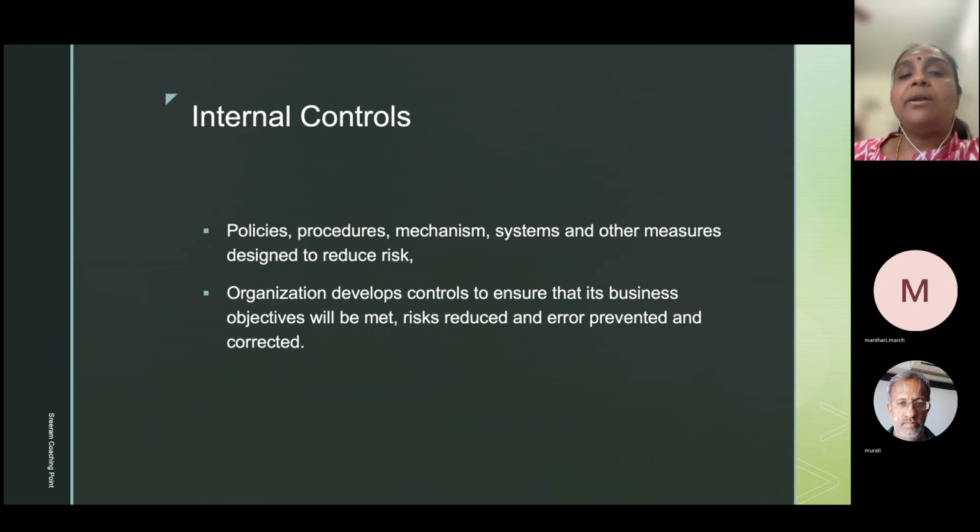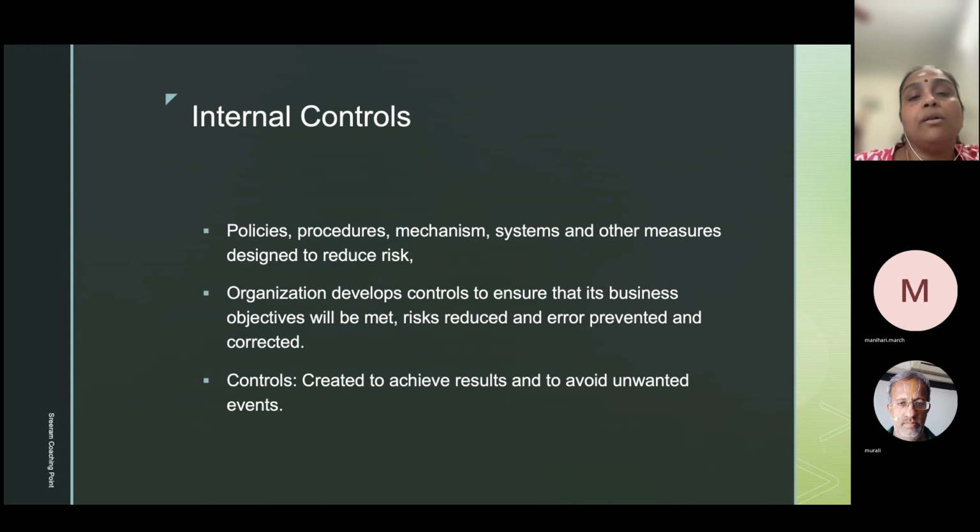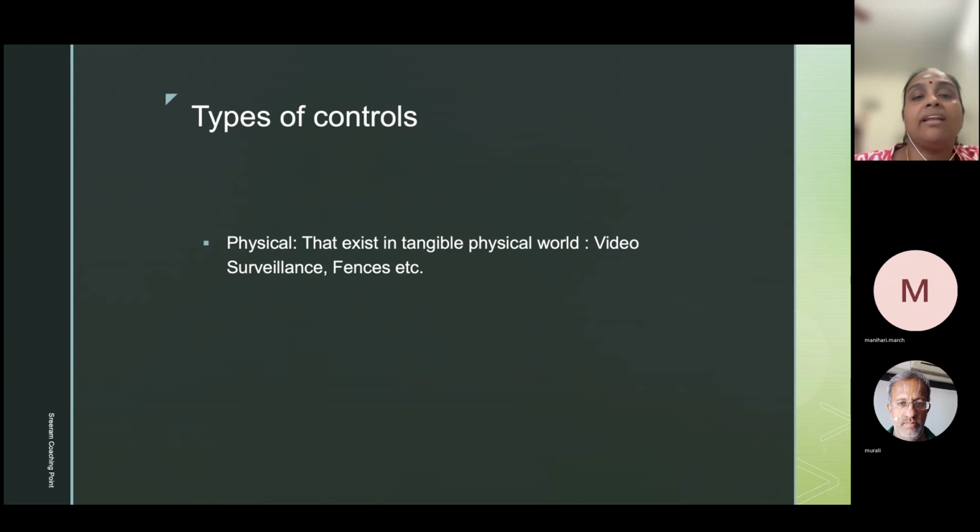So here, why do we have controls? The organization's objectives should be met, risk reduced, and errors prevented and corrected. So one of these could be your MCQs. And controls are created to achieve results and to avoid unwanted events. Now, what are the types of controls?